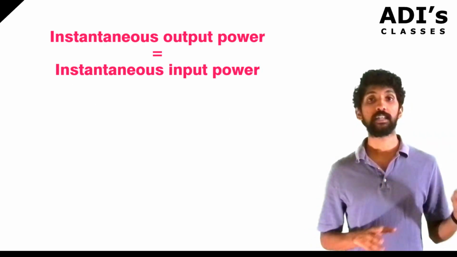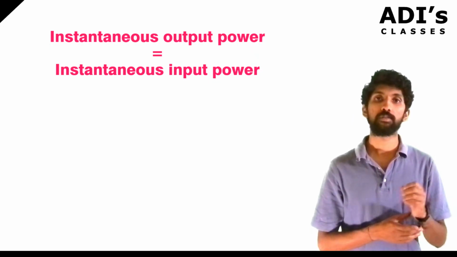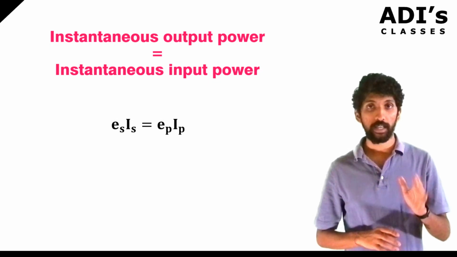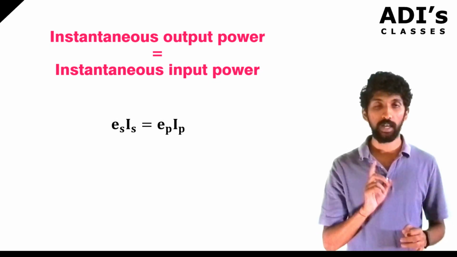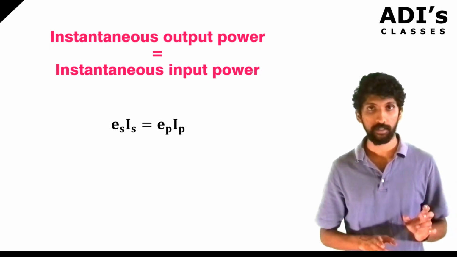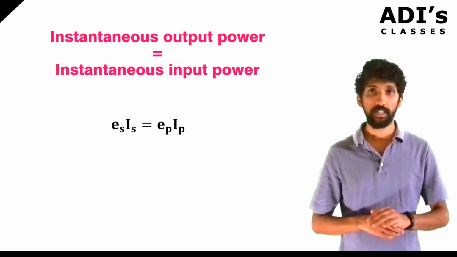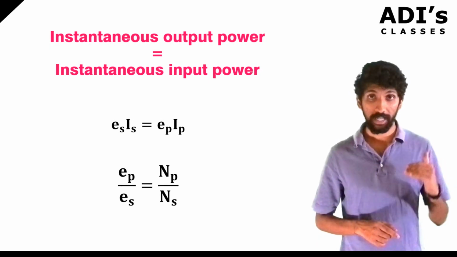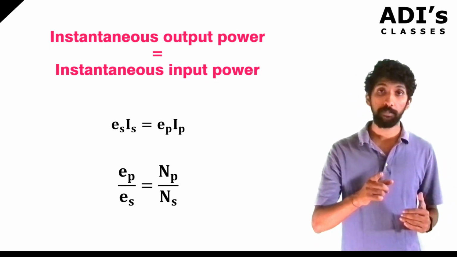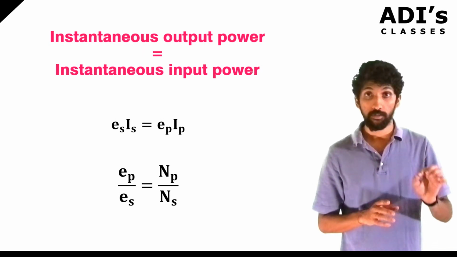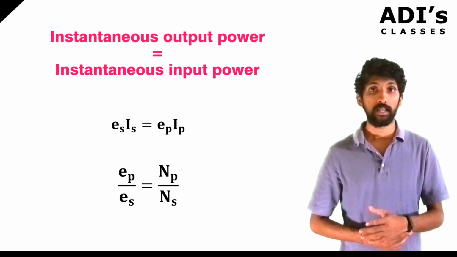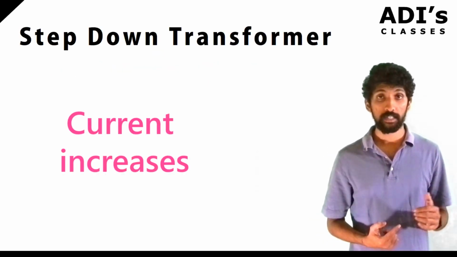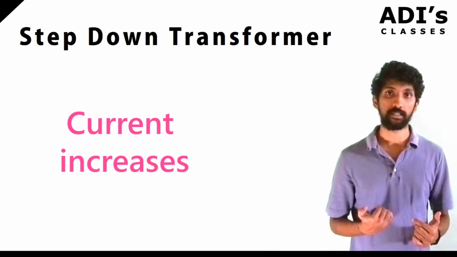We have instantaneous output power equal to instantaneous input power, right? So we have ES into IS is equal to EP into IP, because VI is the power, right? So we cross multiply, that is we have ES by EP is equal to IP divided by IS. Now using this, in the step down transformer the current will increase, and in the step up transformer the current will decrease.